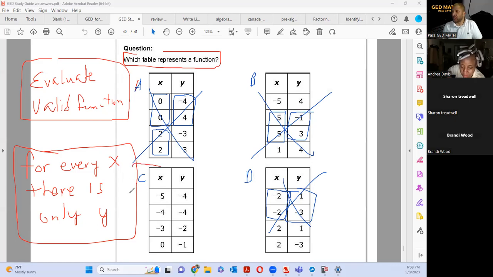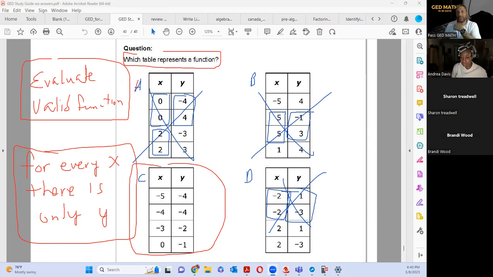Hold on, Mr. Tizzy, you're telling me this problem is that easy? Yes. But you have to know the vocabulary. You have to understand what a function is. The definition of a function is that for every input, there's only one output. So in layman's terms, for every X, there's only one Y. That's it.